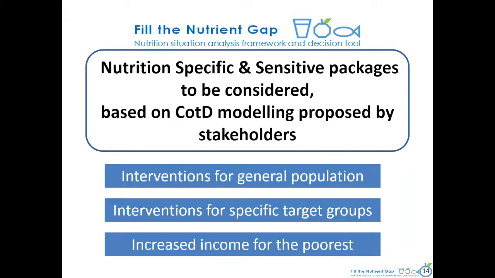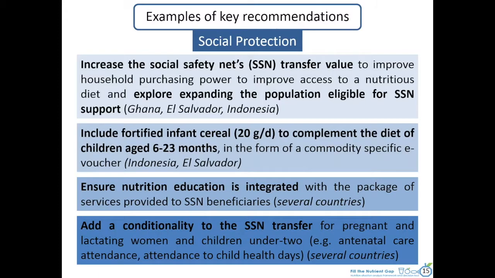So this set of solutions is compared and discussed with the stakeholders, who together identify needs for prioritized interventions in the short term, medium term, and long term, and come up with a consensus on the set of interventions that they believe is coming out of the findings from this analysis. And these are examples of key recommendations, for example, in the social protection area.